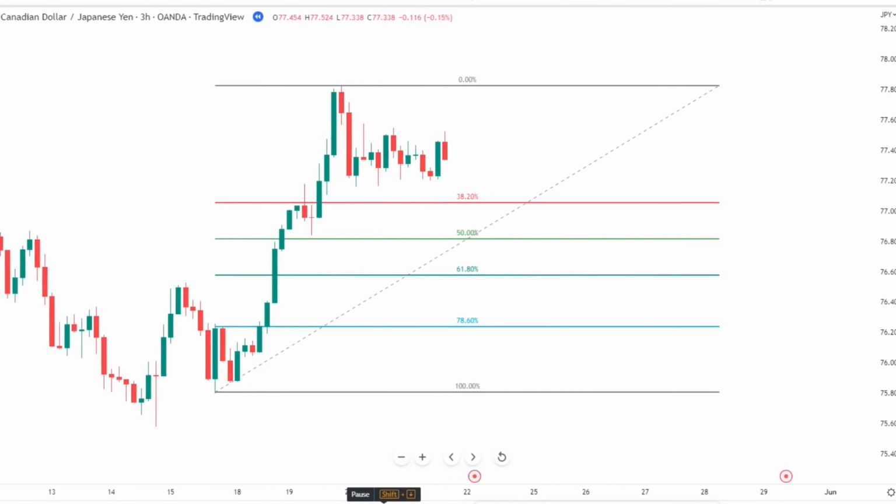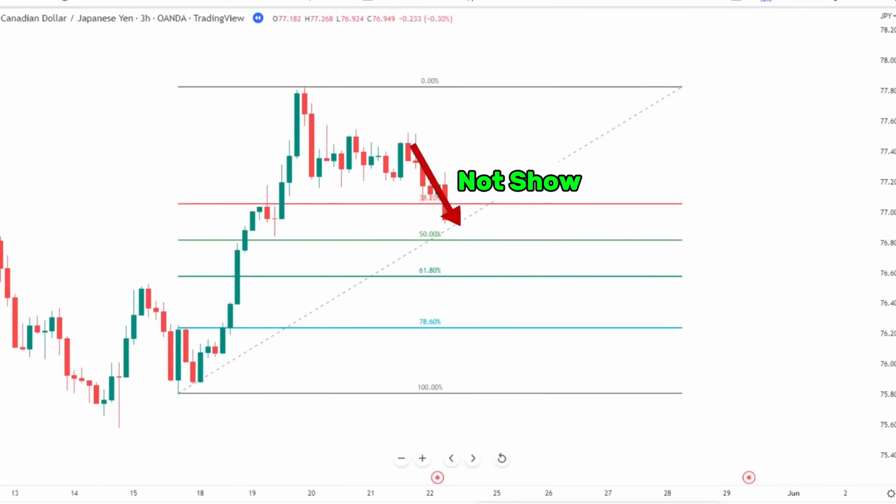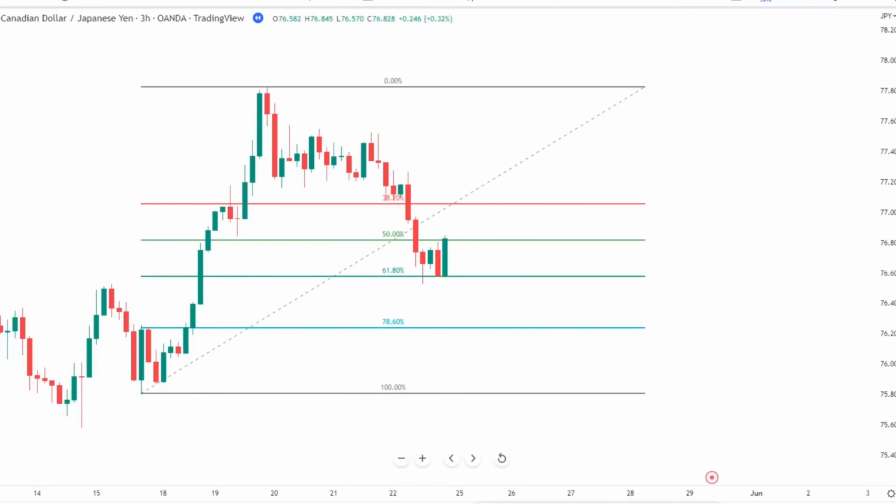Here, the price consolidates and slices through the 38.2% level. This shows the market is not respecting that level. Next, it breaks through the 50% level without any reaction. Finally, the price reaches the 61.8% level. Notice what happens. The price shows a small reaction, failing to break lower several times. But remember, a reaction doesn't mean an instant entry.